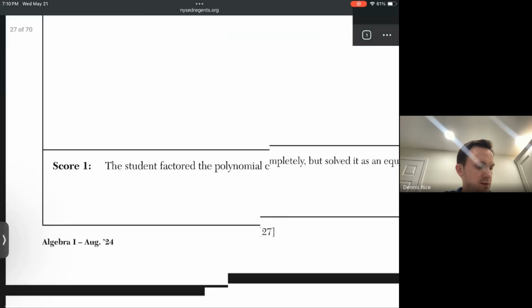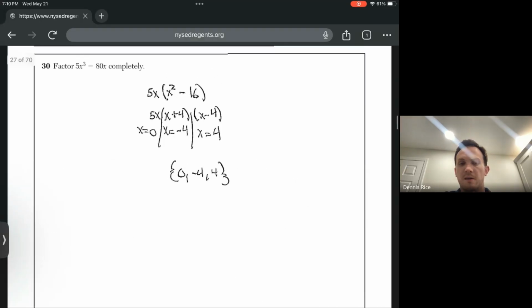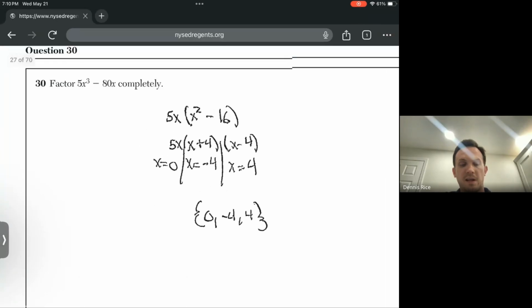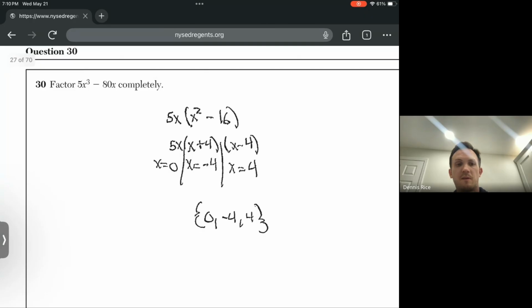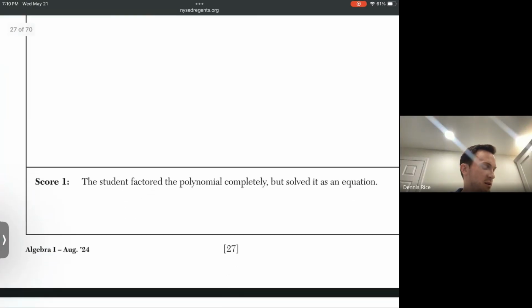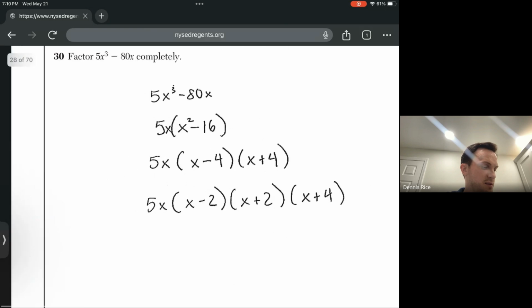The student factored completely but solved it as an equation. So you had a misconception with what you were asked to do. It sounds generic and vague, but follow the directions. Hey, factor this. That's it. They would have had to say solve, or determine the roots, algebraically determine something like that. They just say factor. That's like saying, write it in a different way. Okay, this gets a 1.